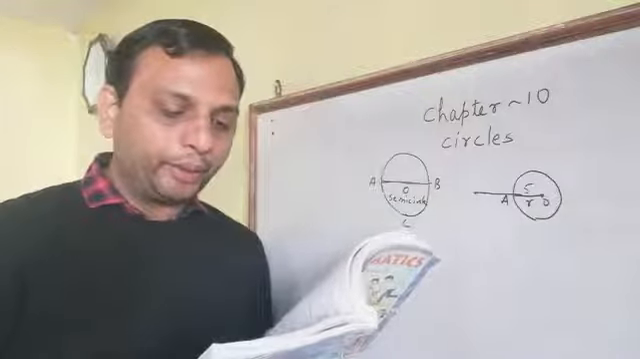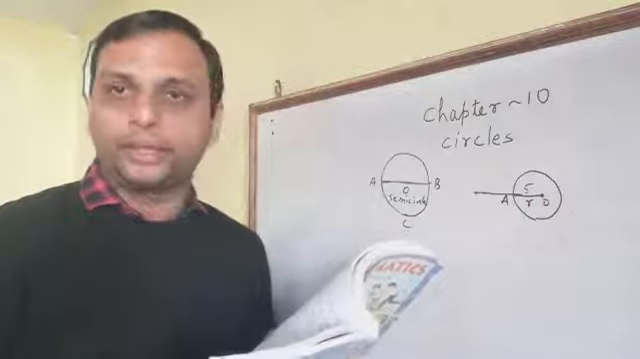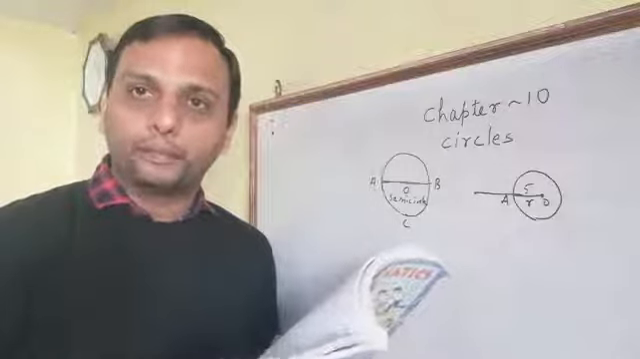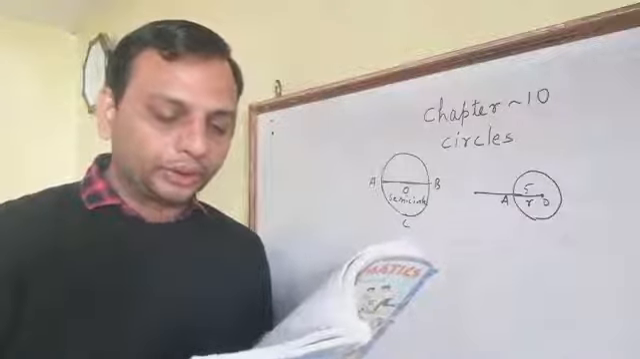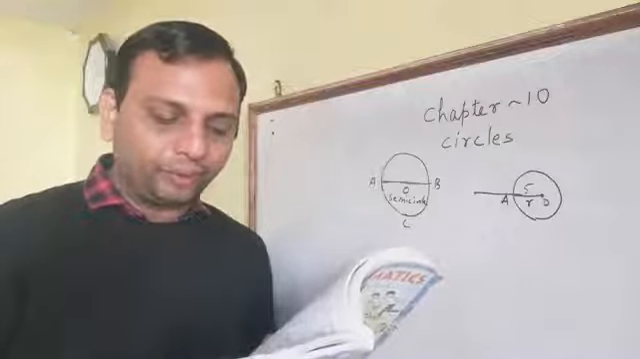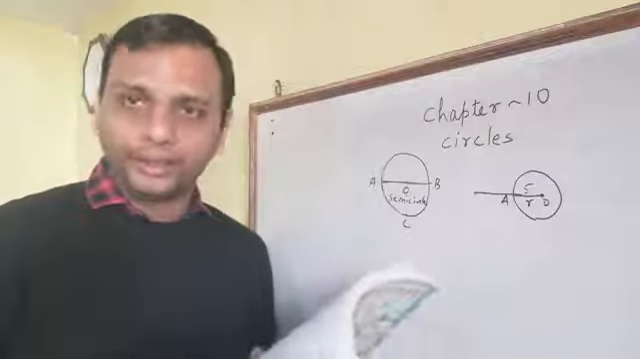The circle divides the plane on which it lies into three parts. I told you the circle divides a plane into three parts: the interior part, the exterior part, and the part on the circle. Now the true and false questions. I think this is a very simple question, and you can read and get these answers.